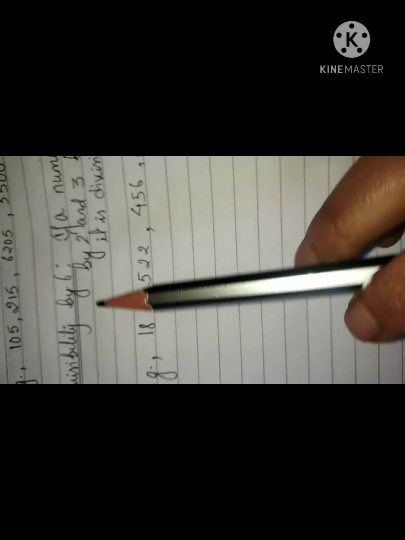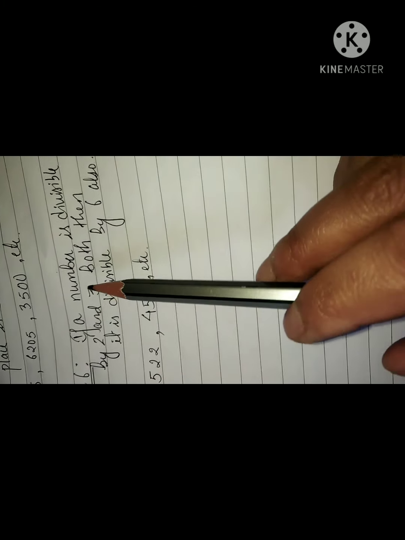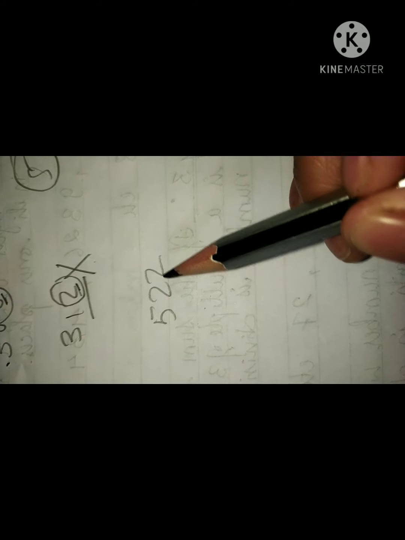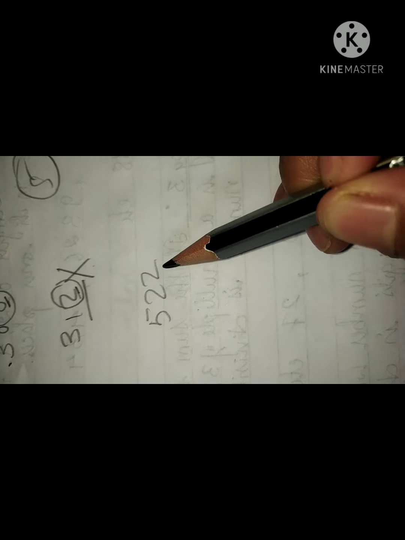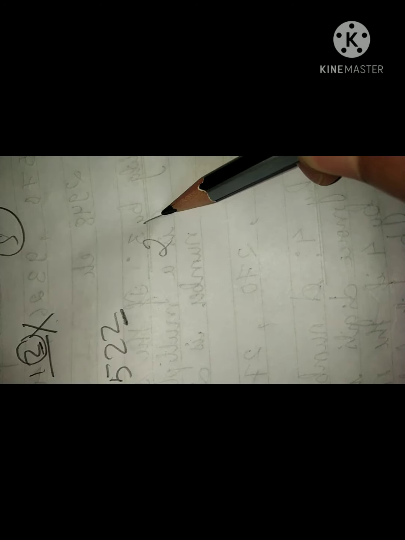Now next is divisibility by 6. If a number is divisible by 2 and 3 both, then the number is divisible by 6 also. So for example, if we have 522, in this case, this is an even number. Why? Because the number at the ones place is even. That means this number is divisible by 2.